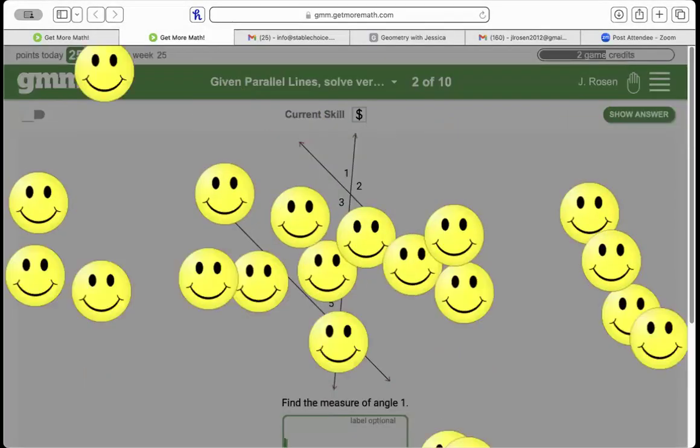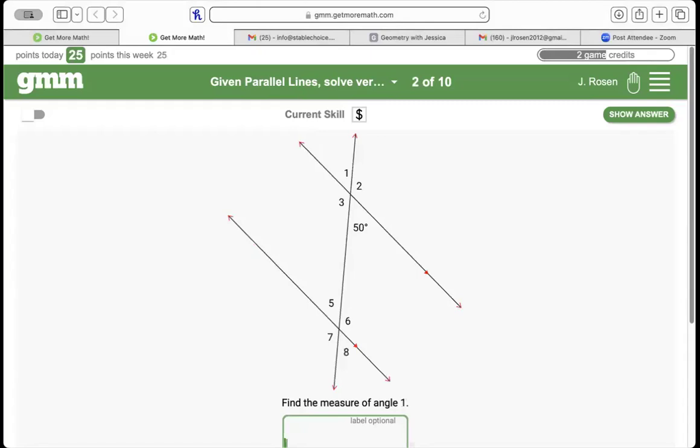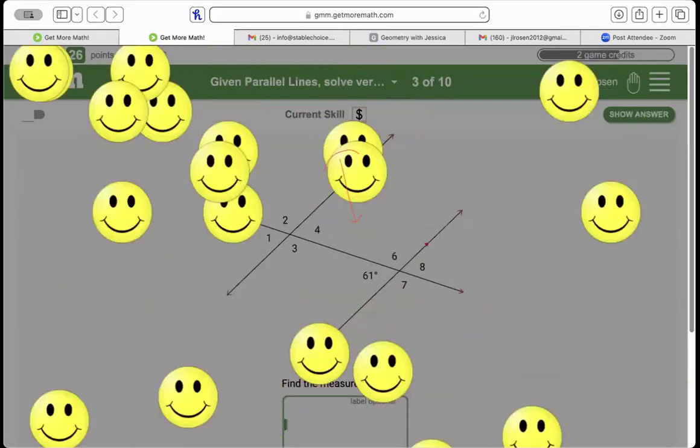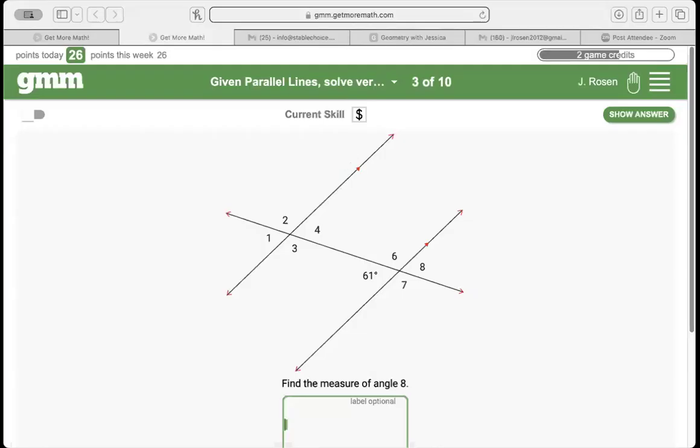And we're going to get to all that later. But right now, we're just identifying the vertical angles. So it says find the measure of angle 1. The measure of angle 1 is vertical to 50. So our answer is simply 50. It's that simple. That's all it is. Okay. And again, we're going to add to this, but we really want you to master vertical angles. 61 is the same as 8. So our answer is 61.